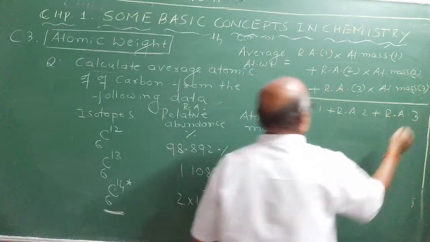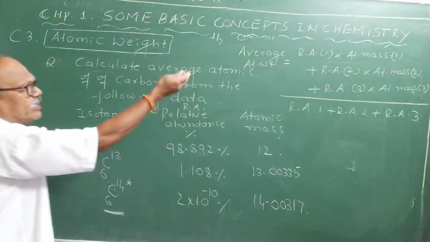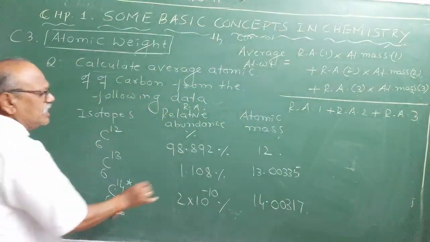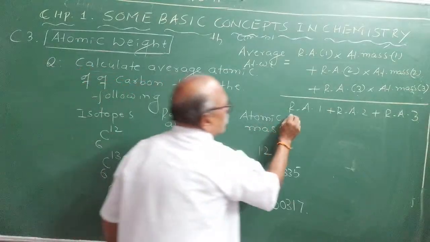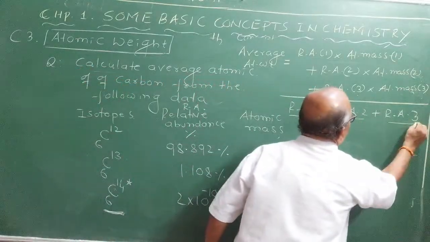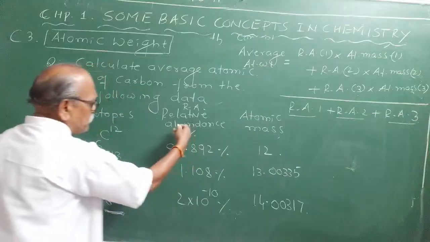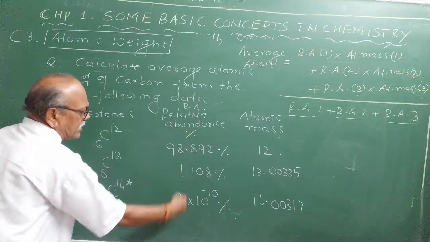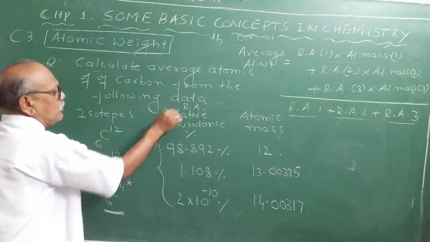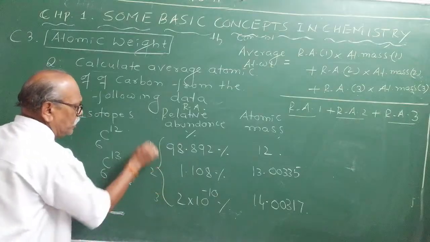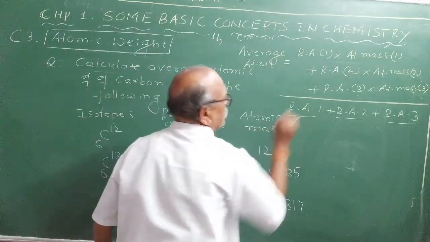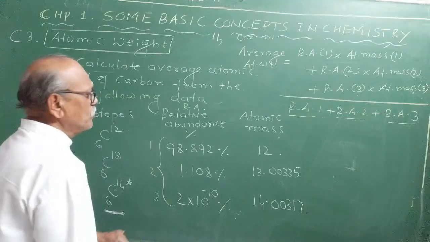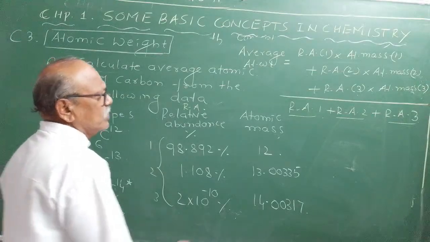There are 3 isotopes of carbon here. If 2 are there, you have to take 2. Generally, this is percentage, which means the sum of all the relative abundances will be equal to 100. The relative abundance of 1, 2, 3 gives you a total of 100. Right? So therefore, you go on substituting the values now.